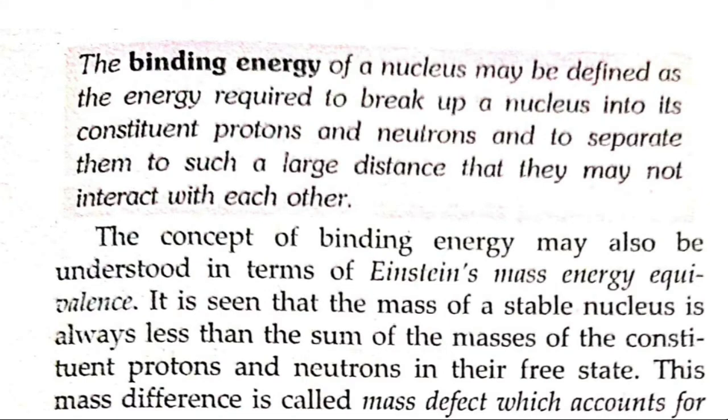Now coming to the next term, binding energy. Binding energy of a nucleus is the same as the energy equivalent of mass defect. We already discussed the mass energy equivalence of Einstein, according to which energy can be converted to matter and matter can be converted to energy. So that difference in mass, that is delta m, or mass defect of a nucleus, can be converted to energy. That energy is called binding energy.